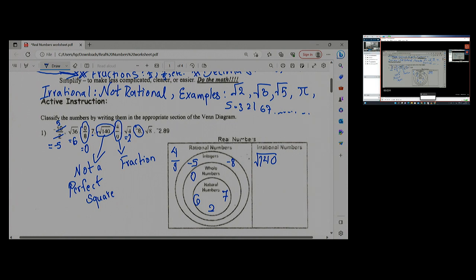Next we have root under 8. Is it 4? What kind of number is this? Irrational. Very good. Root under 8 is irrational because it is also not a perfect square.